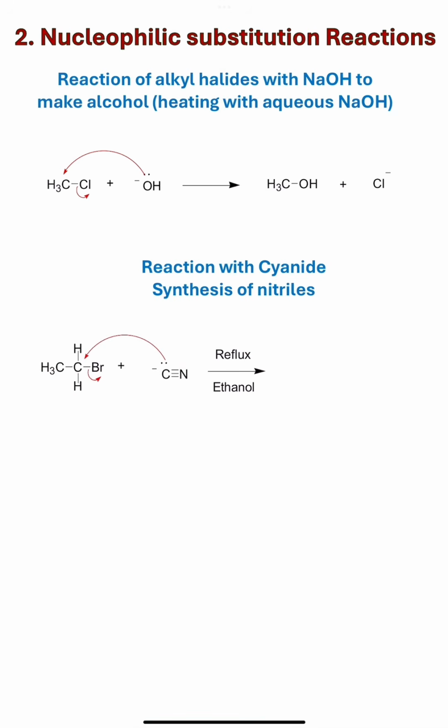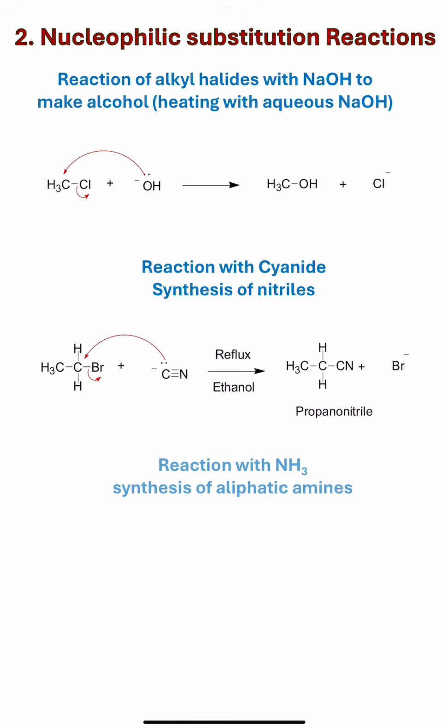The reaction will proceed in the exact same mechanism, where the cyanide here will be the nucleophile attacking the partially positive carbon, and the bromide will leave in this case. The reaction takes place when you reflux in ethanolic potassium cyanide. The final product will be nitrile. And also the reaction of alkyl halides with ammonia will give you different aliphatic amines.